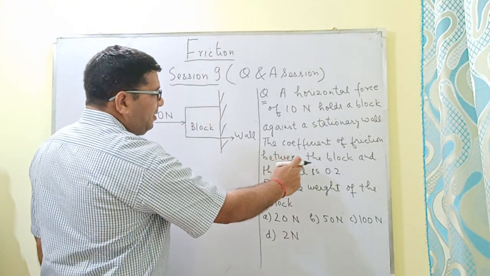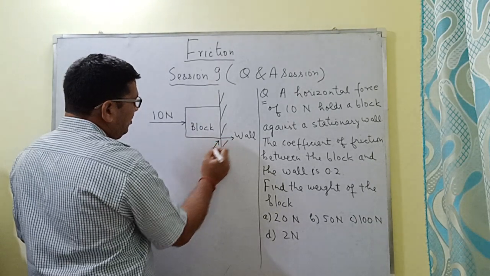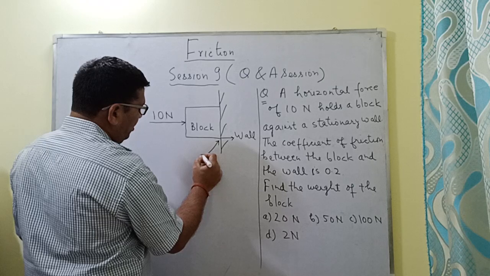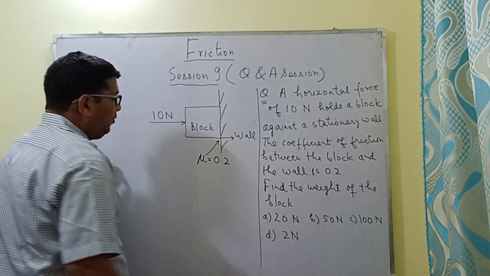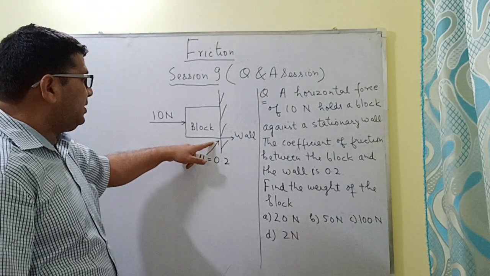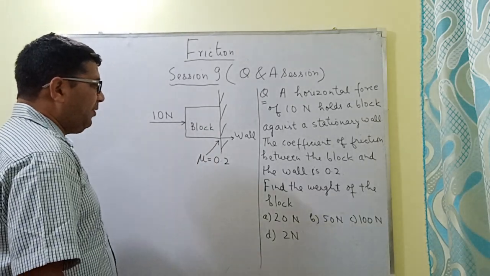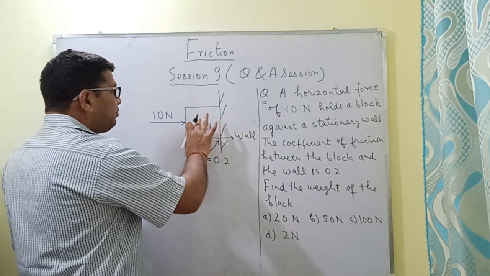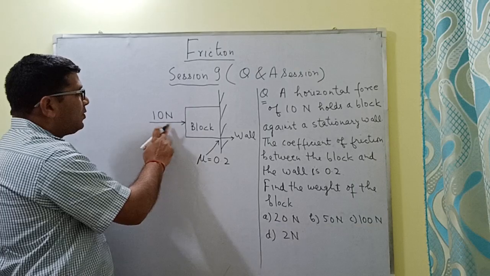The coefficient of friction between the block and the wall is 0.2. Let us say it is mu, and this is equal to 0.2. So in this case, we have to find the weight of the block if this block is held stationary by the horizontal force of 10 Newton.